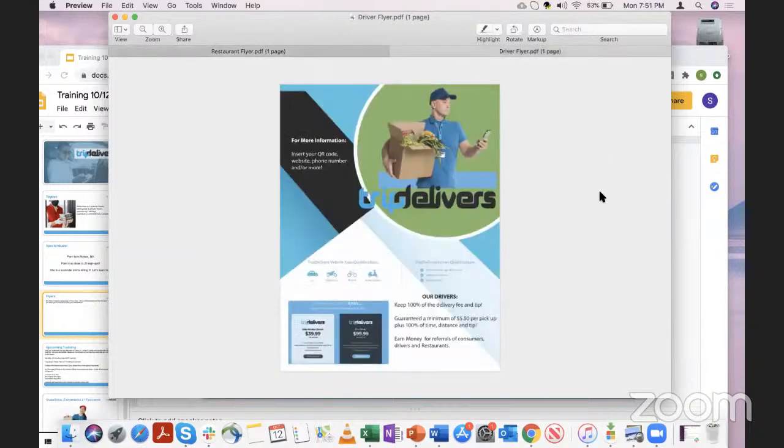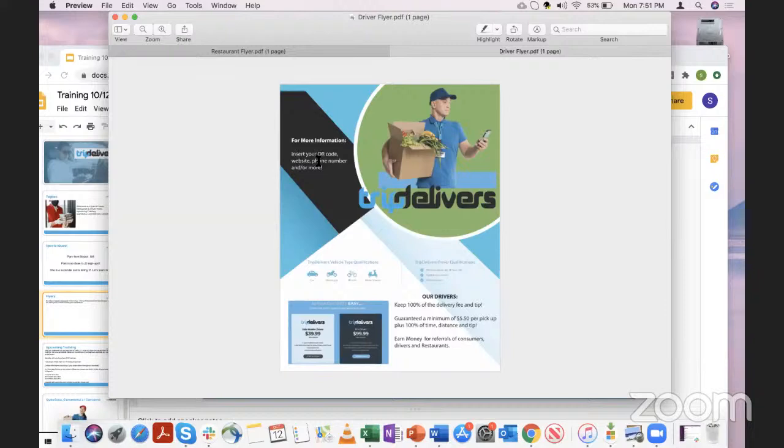For the driver flyer, it's going to look like this. It basically, again, gives just enough information about keeping 100% of the delivery fee and tip. Your guaranteed minimums are in there. You're going to earn money for referrals of consumers, drivers, restaurants. It shows the two choices as far as price points, what the qualifications necessary, and what type of vehicles. Again, it's totally customizable, so you'll be able to insert your QR code, website, phone number, and more right here under for more information.